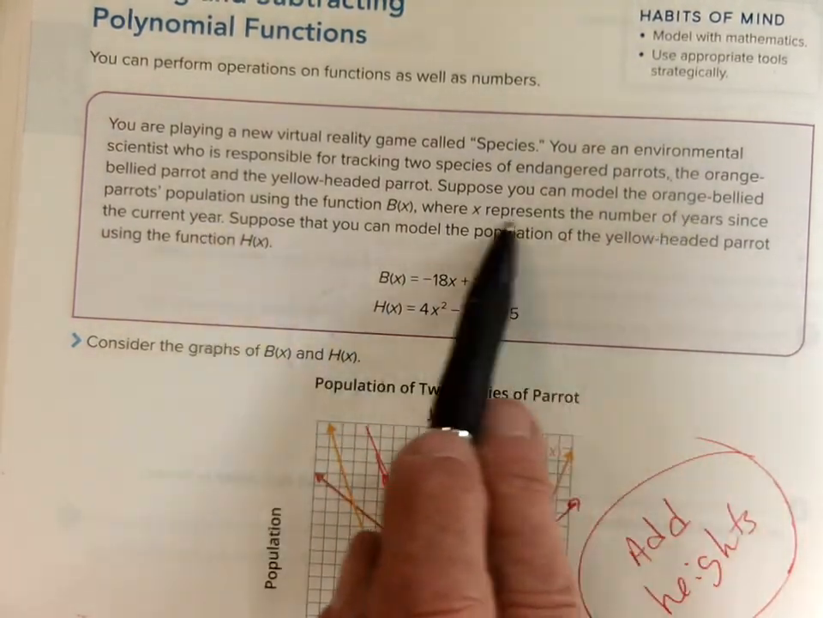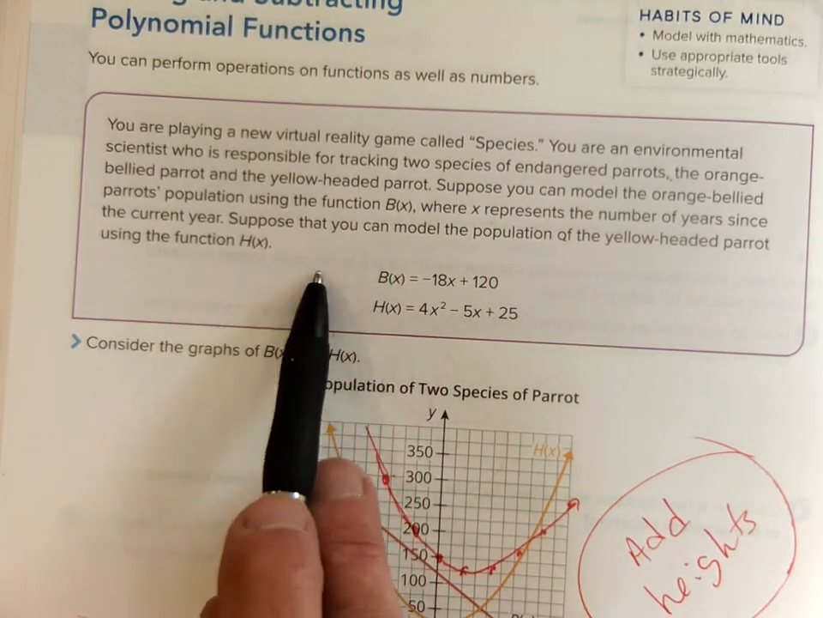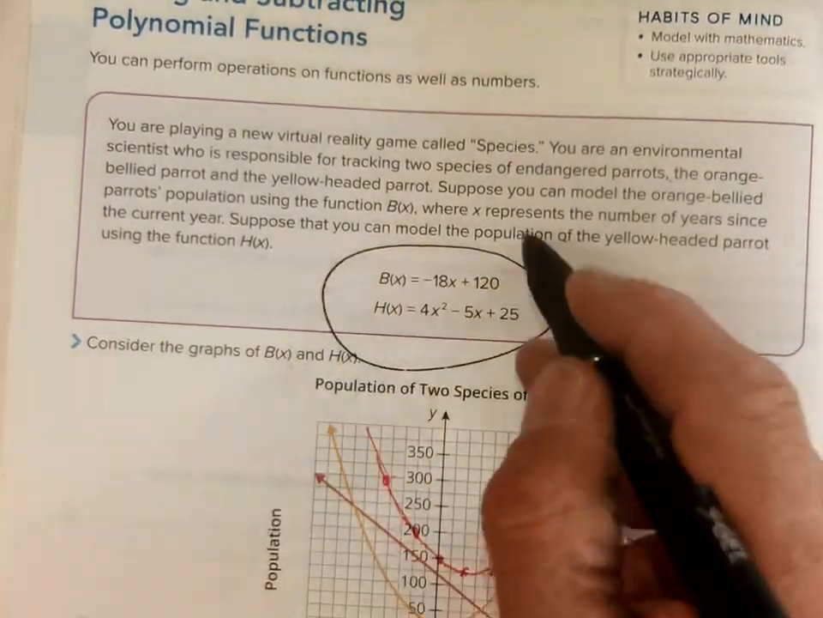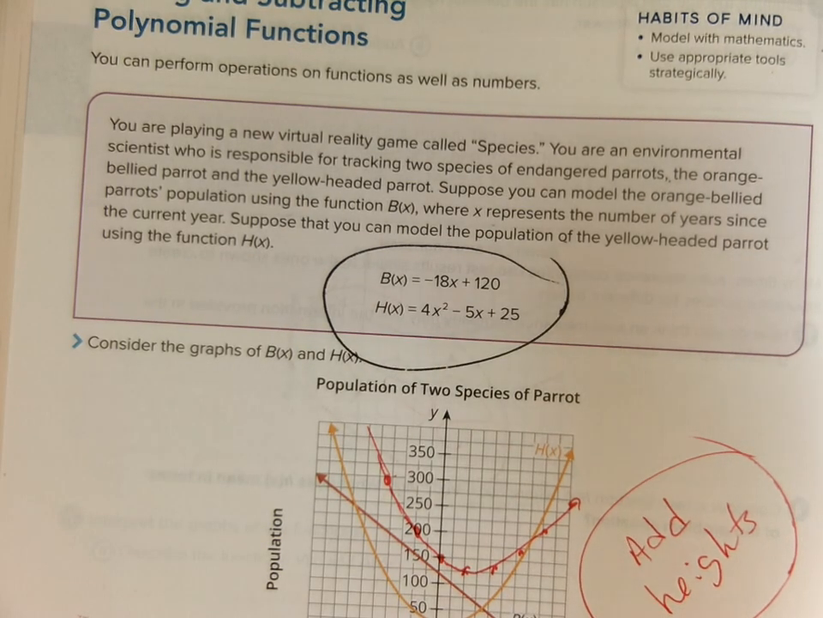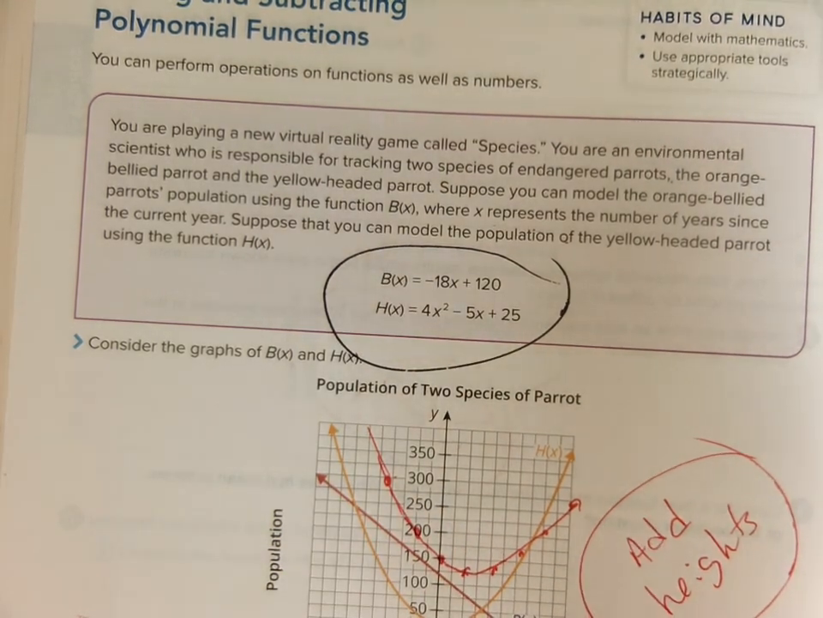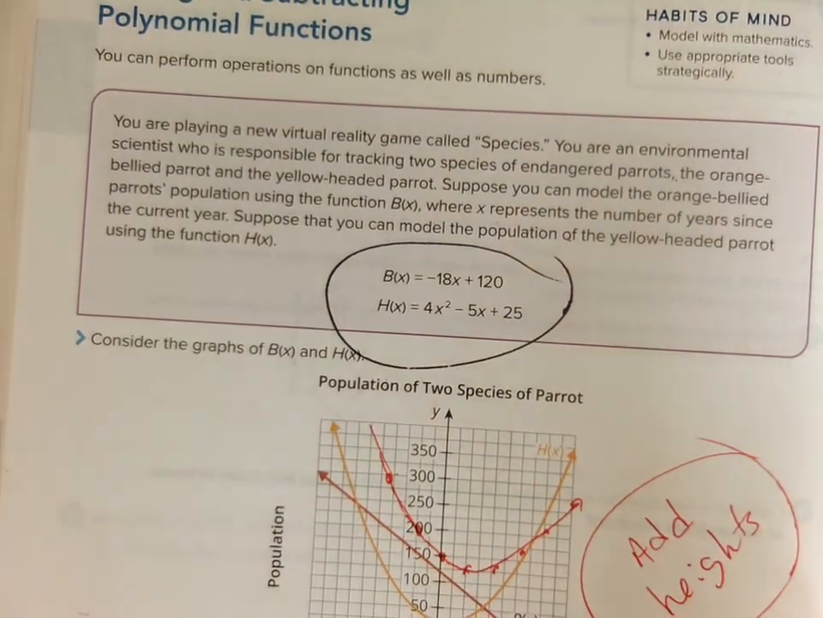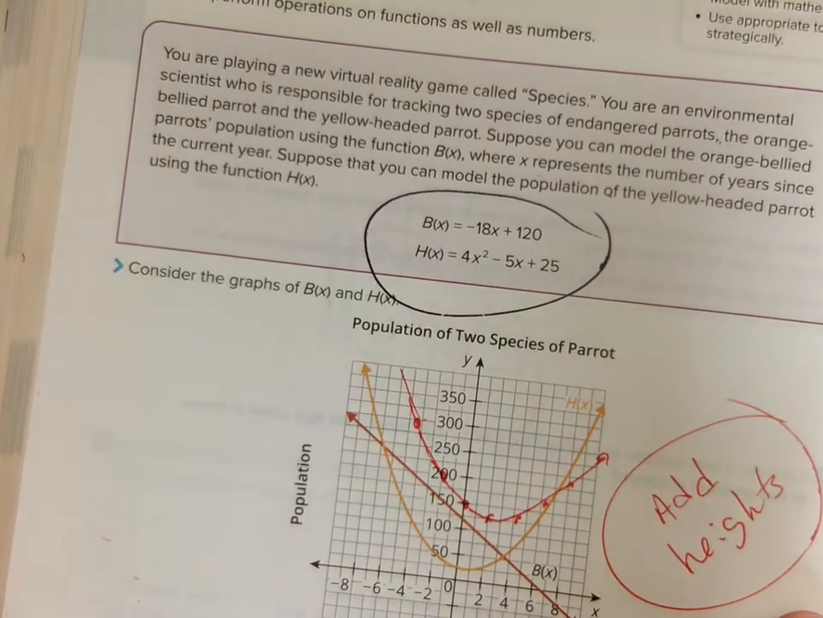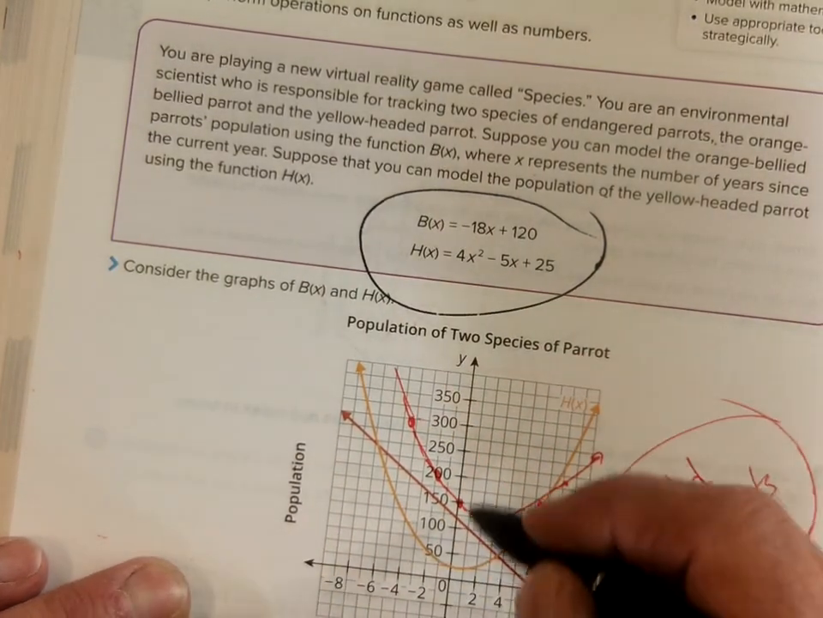They're going to say the orange bill parrot is b of x, and the yellow is h of x, okay? So we graphed both. Here is b of x, and here is h of x. So there's b of x and h of x, okay? What we want to do is add the graphs. So how do we add the graphs? Well, what it is, all the corresponding y values. Add the y values, add the y values.